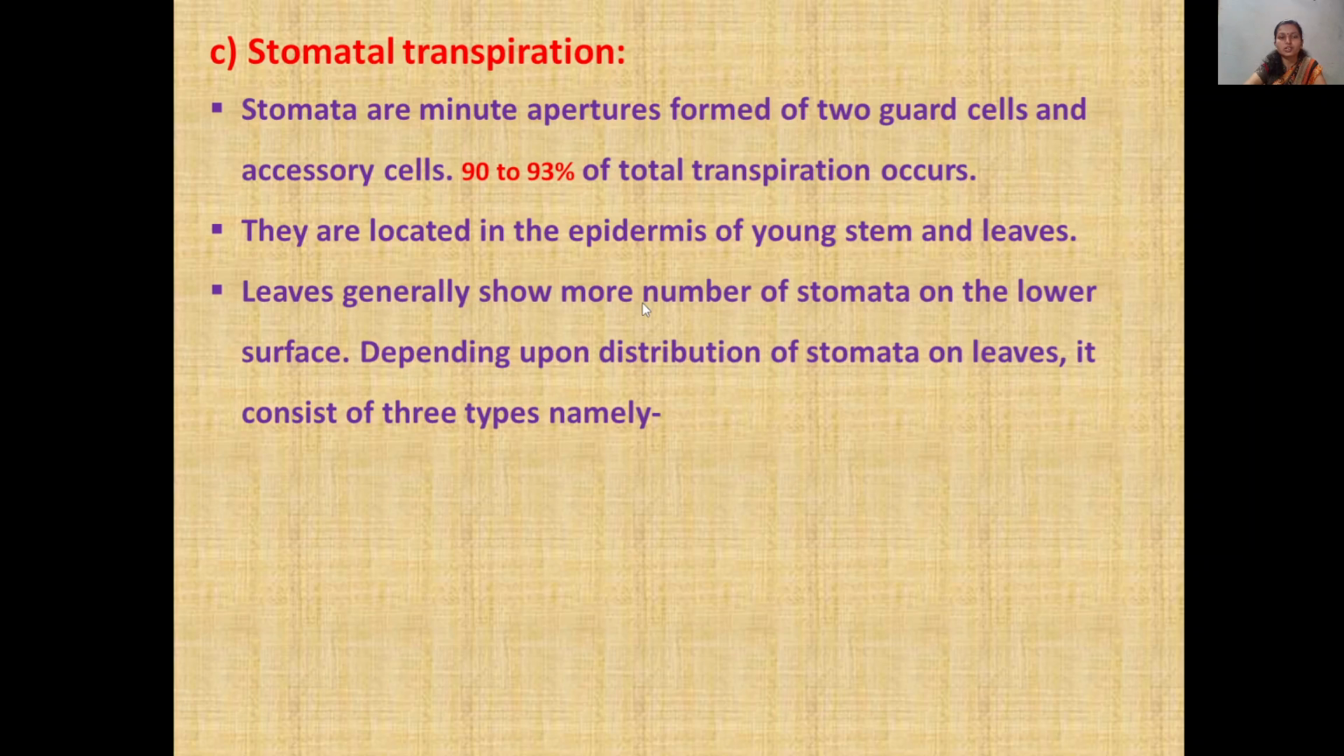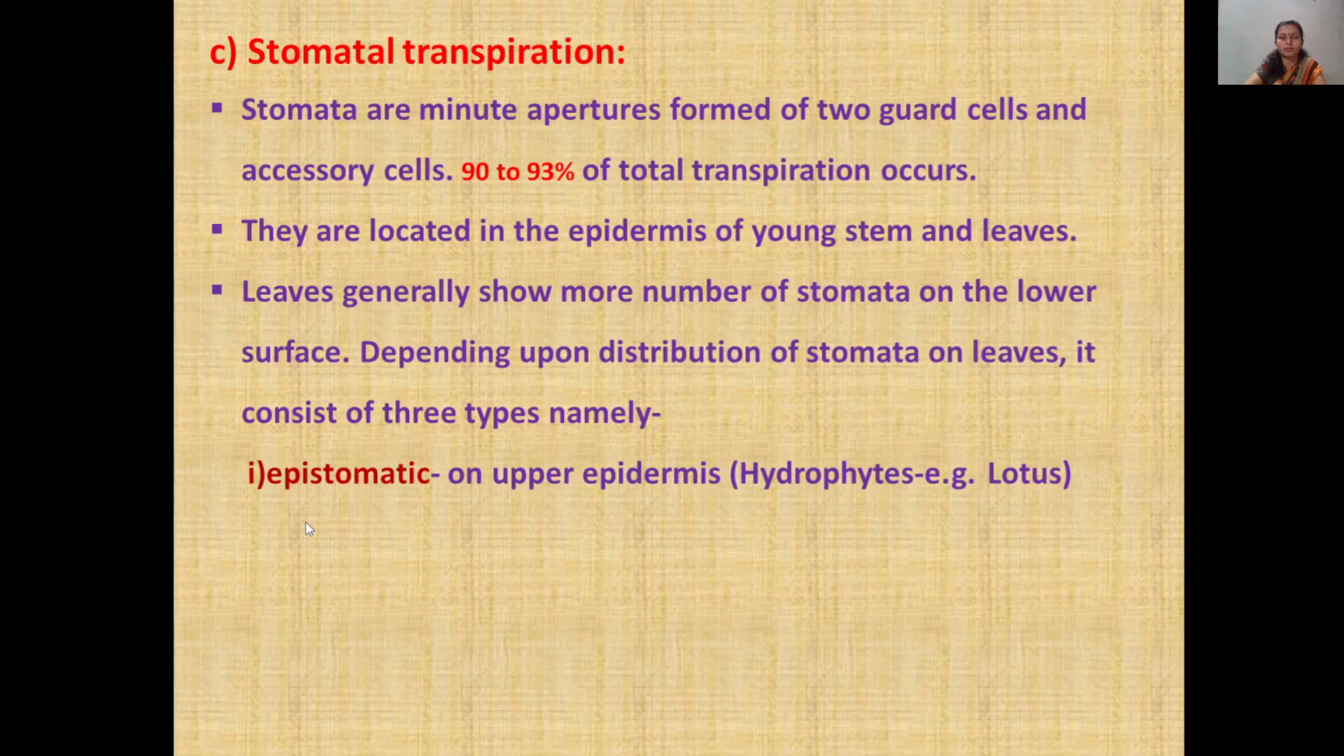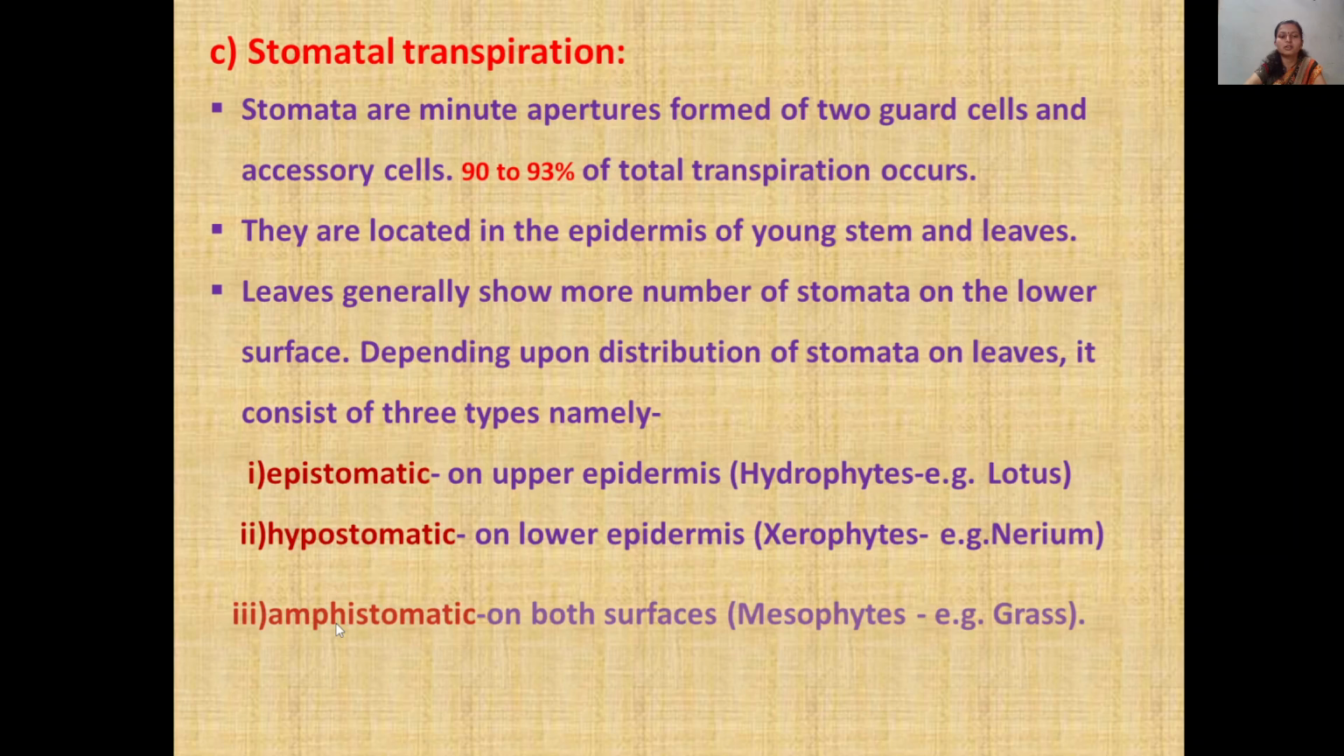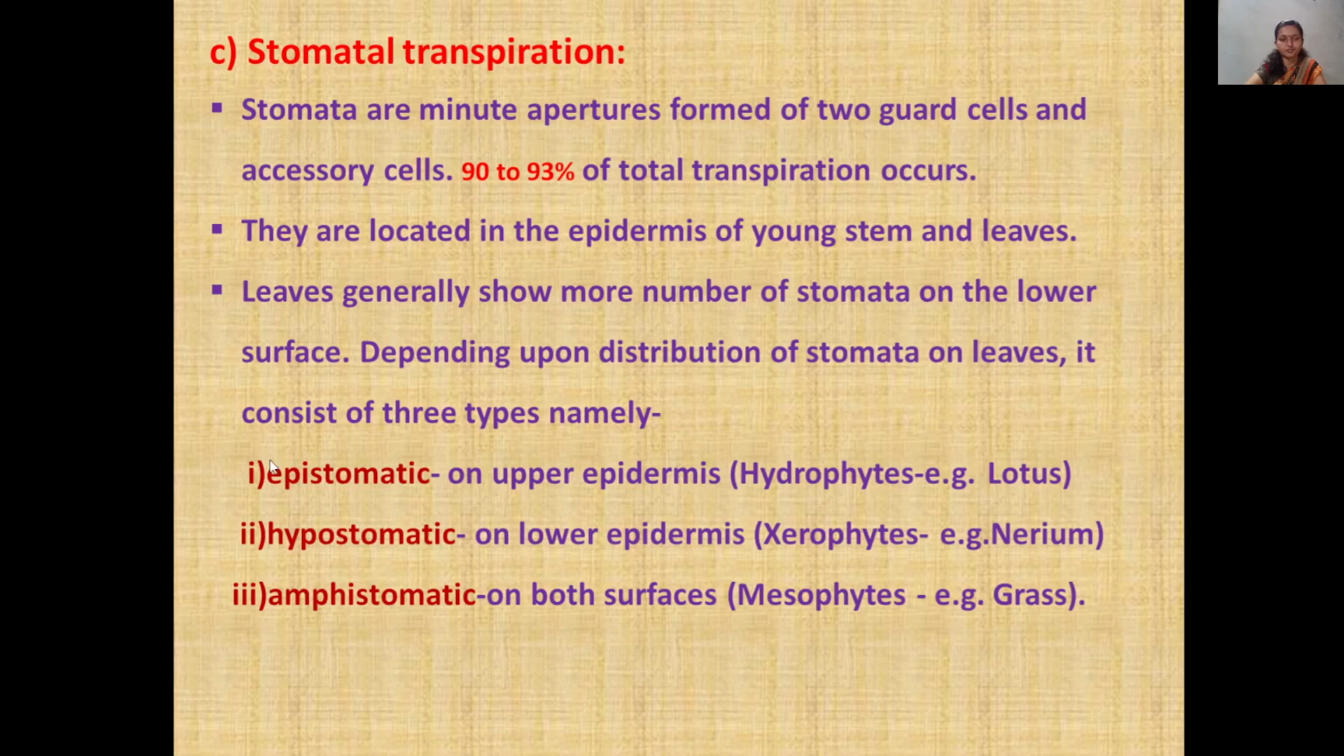Leaves generally show more number of stomata on the lower surface. Depending upon the distribution of stomata on leaves, it consists of three types, namely epistomatic, second hypostomatic, and third amphistomatic.